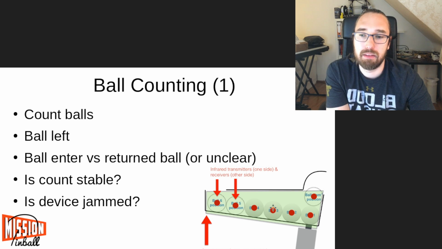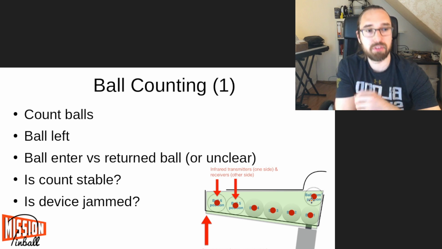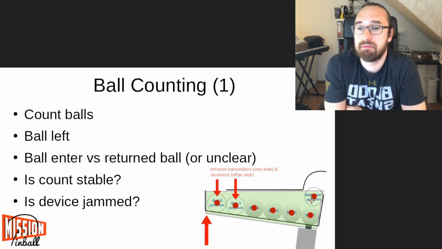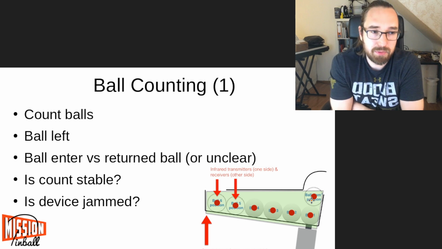And normally balls sit here, so 1, 2, 3, 4. But sometimes a ball doesn't make it out, or it falls back, and then it sits on top of the first ball. So this is the jam position. So you often got a jam switch here. And history showed that you need the switch.